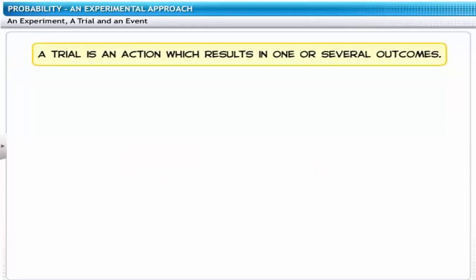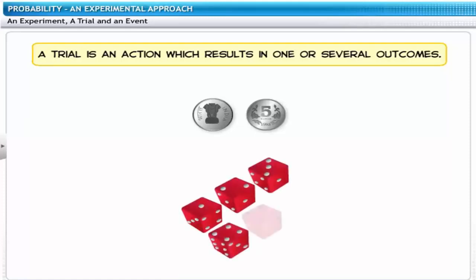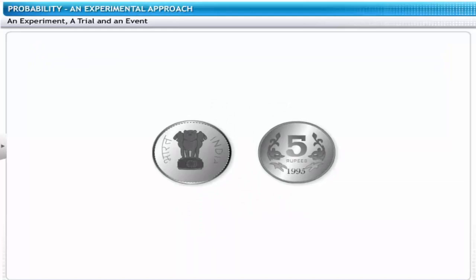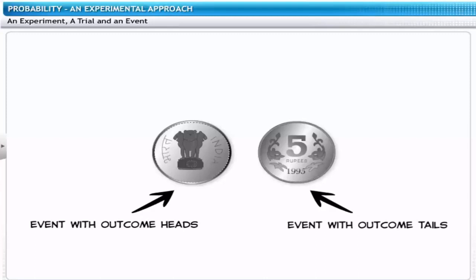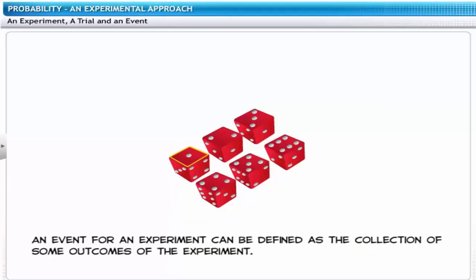A trial is defined as an action which results in one or several outcomes. The possible outcomes in the first experiment are heads and tails, whereas the possible outcomes in the second experiment are 1, 2, 3, 4, 5, and 6. In the first experiment, the occurrence of heads in a particular throw is an event with outcome heads. Similarly, getting tails is an event with outcome tails. In the second experiment, getting a particular number, say 1, is an event with outcome 1. So, an event for an experiment can be defined as the collection of some outcomes of the experiment.